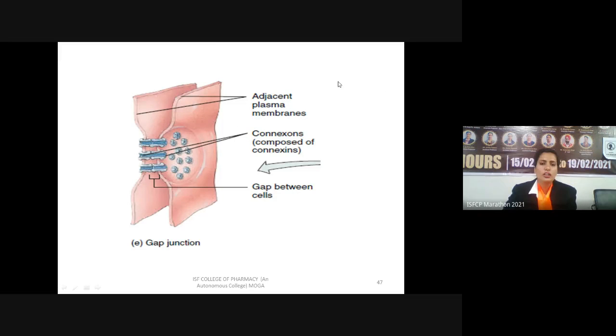This is the example of a gap junction. Here we can see the adjacent plasma membranes have some gap between them, and here the proteins are known as connexons. These connexons are composed of the connexins. Here we can see the gap between the cells. That's why they are named the gap junctions.